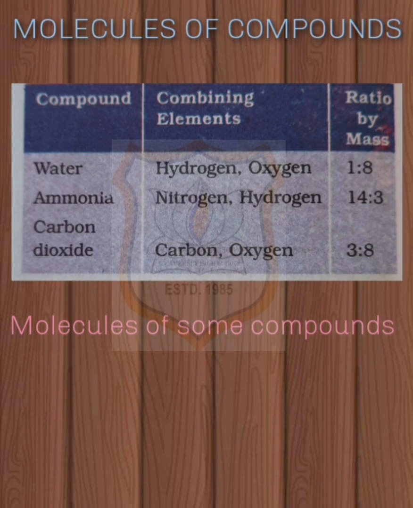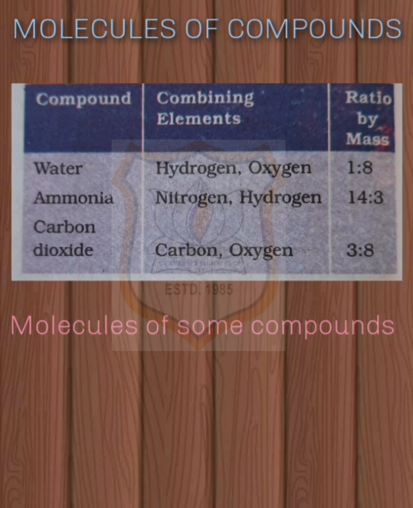Hello students, let us continue chapter 3 in science, atoms and molecules. In the last video, we discussed what a molecule is, molecules of some elements, their symbols, and why they are monoatomic, diatomic, etc. Now today we are going to discuss our next topic, molecules of compounds and some ions.